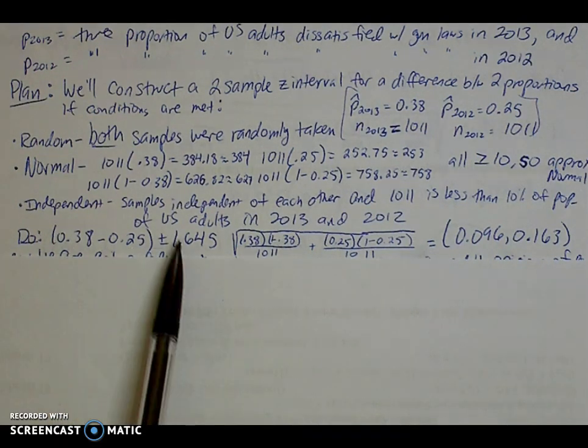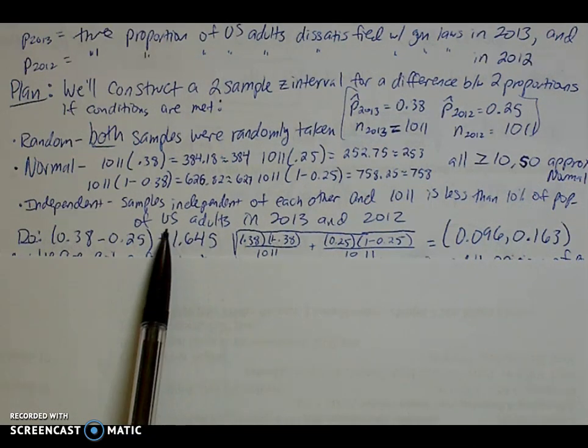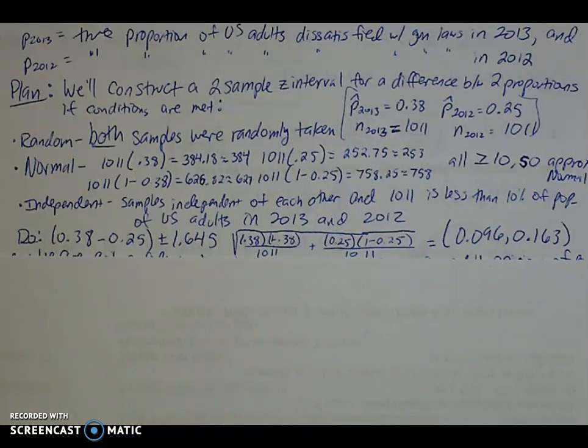So 0.38 minus 0.25 plus or minus 1.645 is the critical value, right, my Z star, for a 90% confidence interval. Remember, that's when we would do the inverse norm: if it's 90, 100 minus 90 is 10, so we'd look up 0.05 for the inverse norm. It's also on the bottom of that T table if you ever don't like using your calculator.